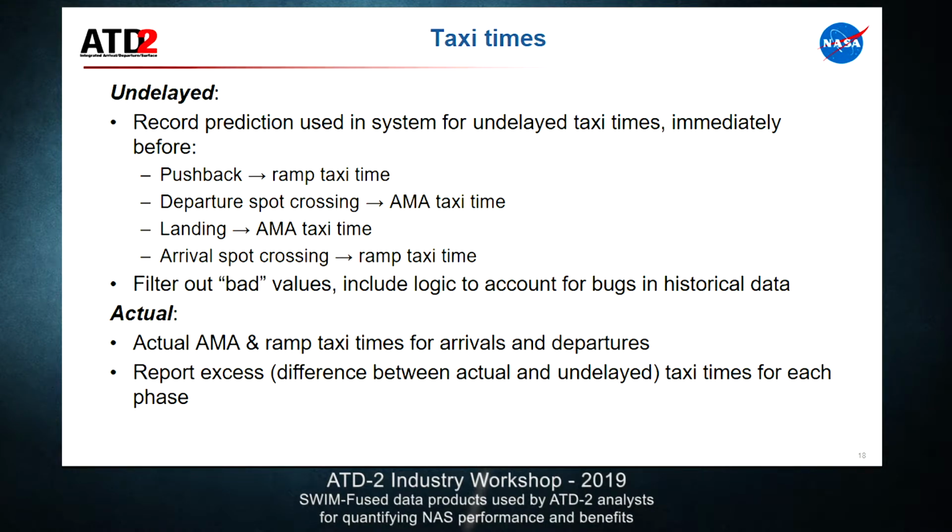Taxi times, obviously key for surface metering and for TOS operations in terms of being able to predict when a flight's going to be at the runway. We need to be able to make a pretty good prediction of that taxi time. Obviously we're dependent on the pushback time and our prediction of that, but we need to also have a good idea when it's really going to get there once it does leave. So we record predictions made by the system for these undelayed taxi times. It's this notion of, if the flight was unimpeded, how long would it take to get there, but given some of the constraints we have, how long does it take, and then how long does it actually take?